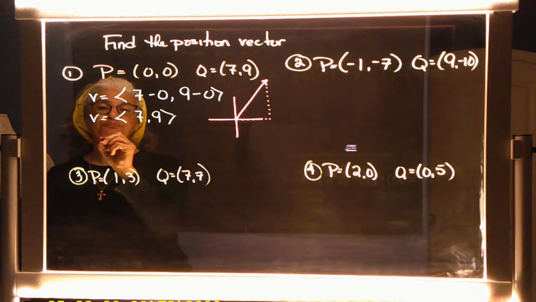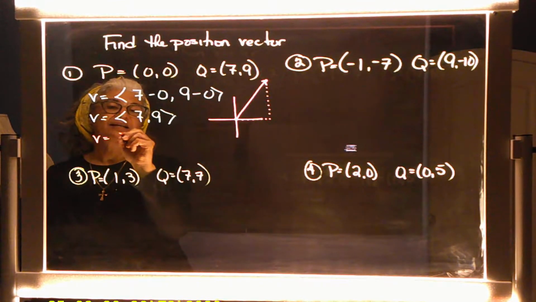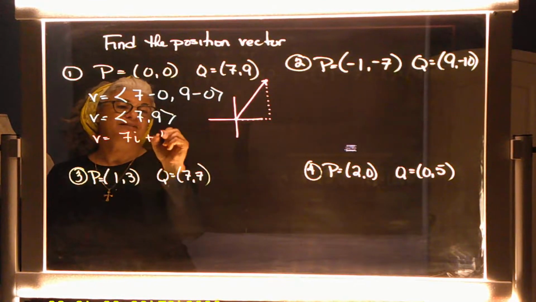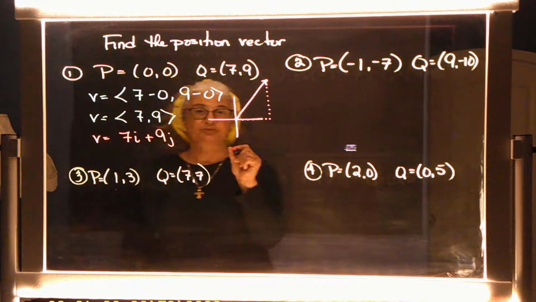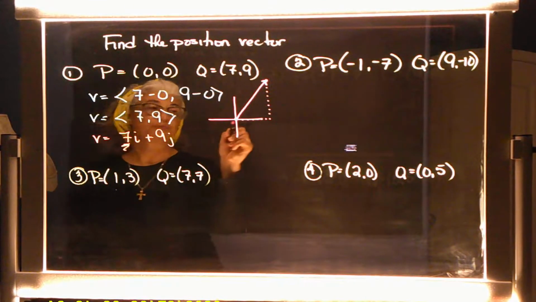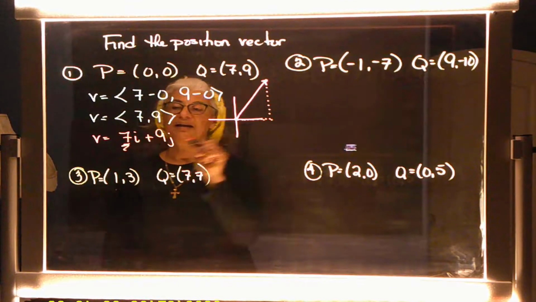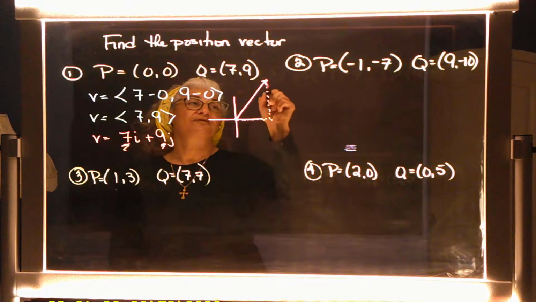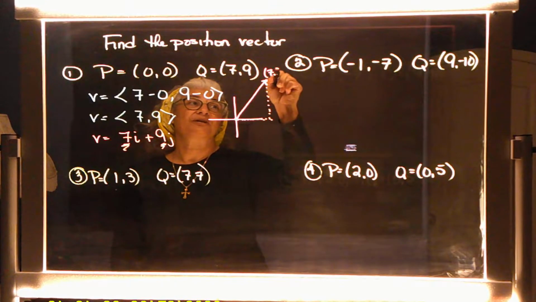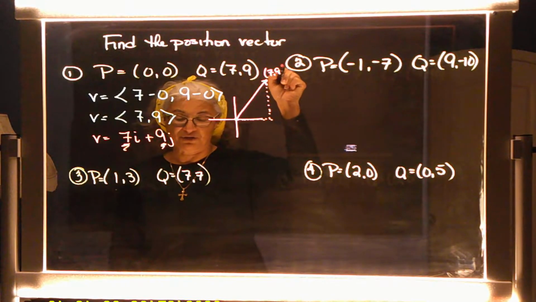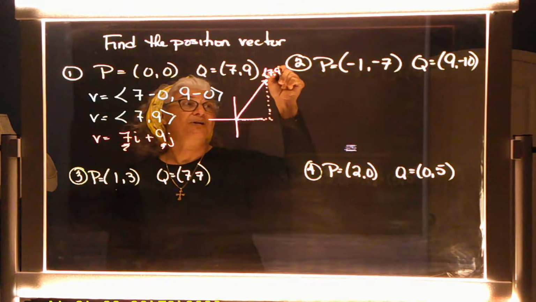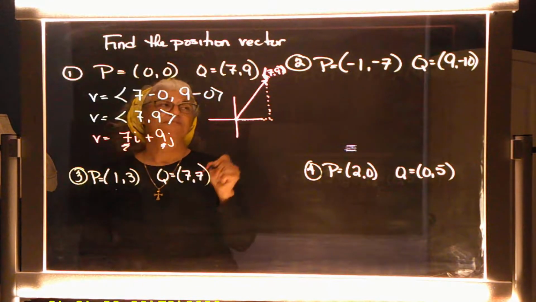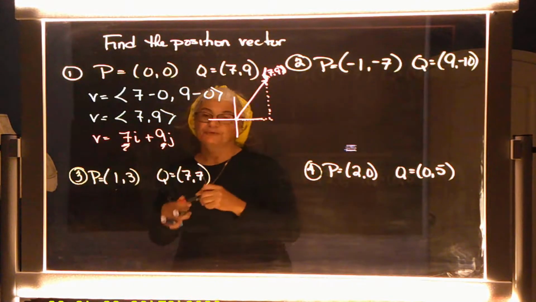Now, remember the other way of writing it. This could be 7i plus 9j, which means it has a horizontal component of 7 and a vertical component of 9. So here we are at 7, 9. Are you with me? Okay. Or I should say point. Cool? Okay, so let's look at number 2.